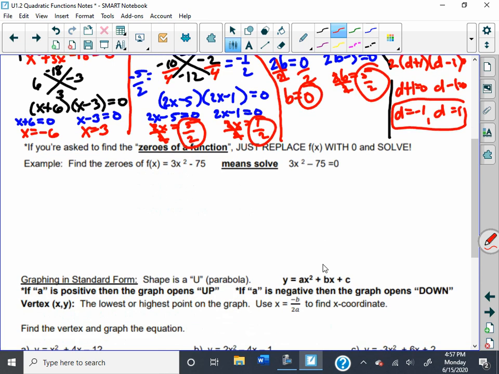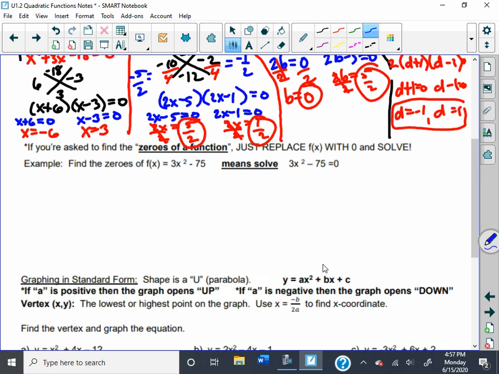All right, if you're asked to find the zeros of a function, just replace the function f of x with 0 and then solve it. So for example, if the question says find the zeros of f of x equals 3x squared minus 75, that's the same thing as saying 3x squared minus 75 equals 0. So just set the equation equals 0 and then go ahead and solve it.